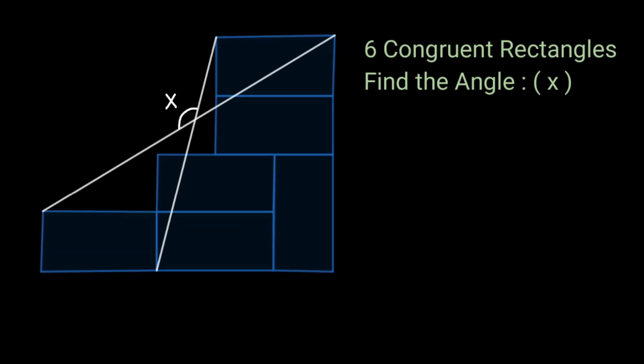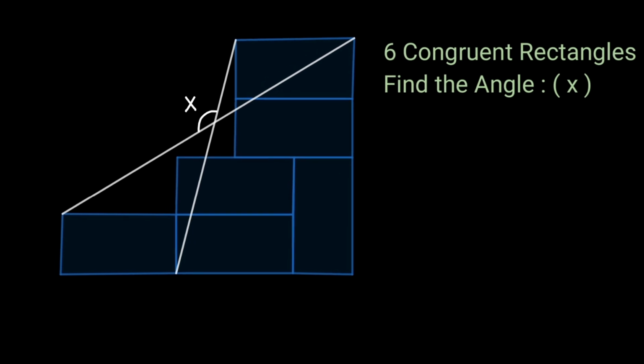The first thing that we are going to do is take the dimensions of this rectangle as variables. We take the breadth, or we can say the height, of the rectangle as a variable a, and the length of the rectangle as a variable b. As all of these 6 rectangles are congruent to each other, each of them will have length b and breadth a.